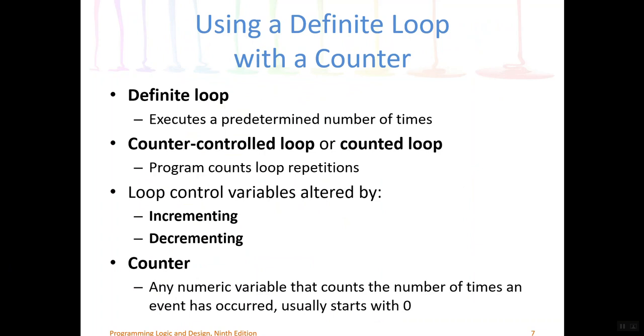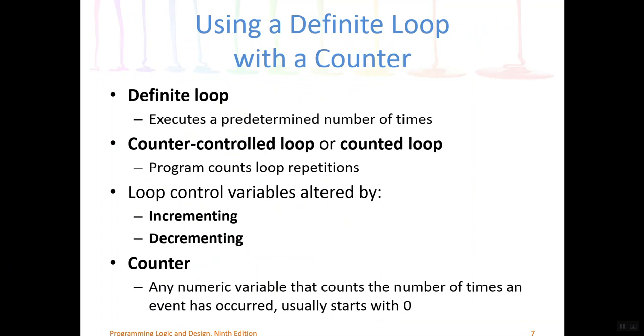So let's look at the first one. A definite loop, also called a counter-controlled loop, iterates a predetermined number of times. And we're going to use a loop control variable, often called a counter, which is a numeric variable. And we're going to either increment it or decrement it, in other words, add or subtract, usually the value of 1 to that counter, to keep track of how many times the loop has executed.